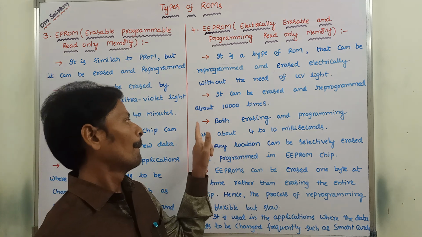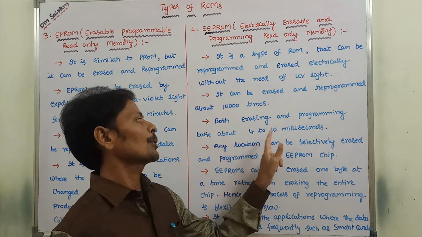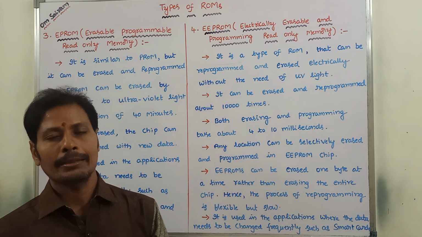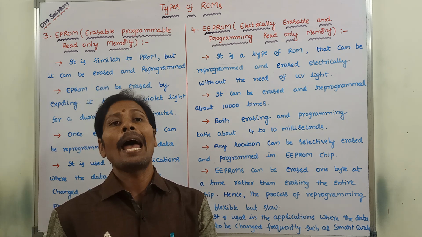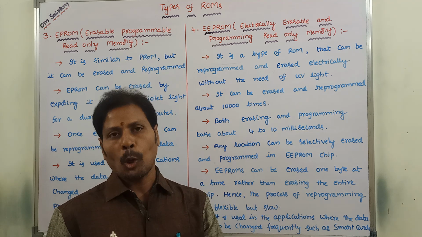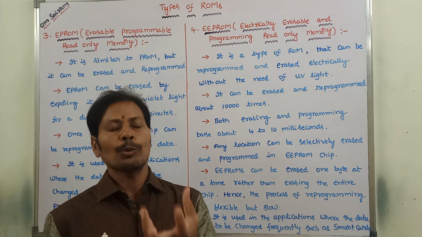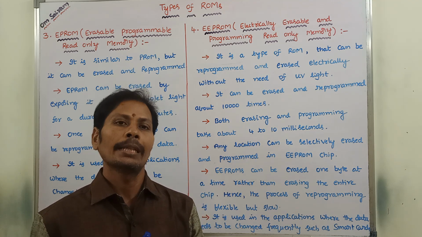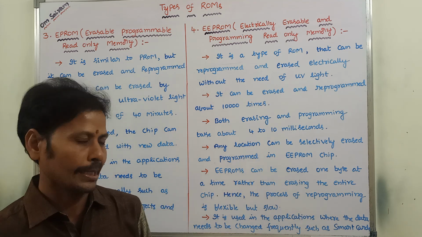Next, both erasing and programming take about 4 to 10 milliseconds. That means how much time it takes for erasing the data within the EEPROM chip and reprogramming the data into the EEPROM chip. It can take about 4 to 10 milliseconds.